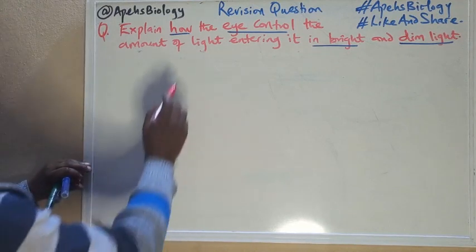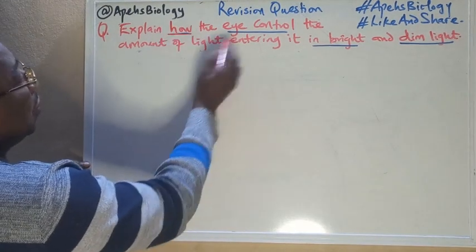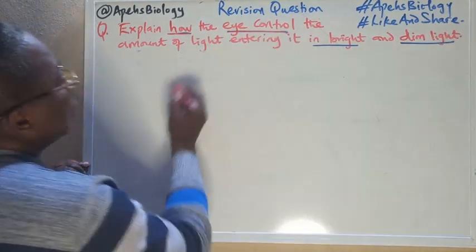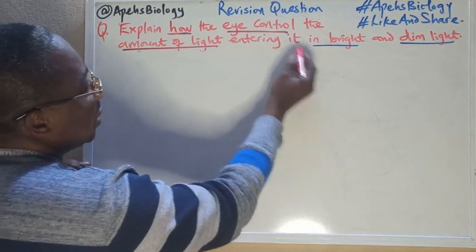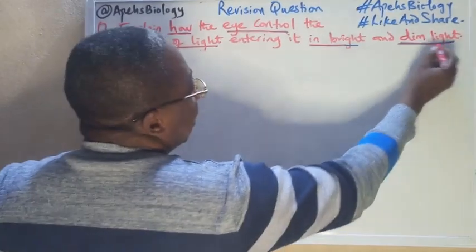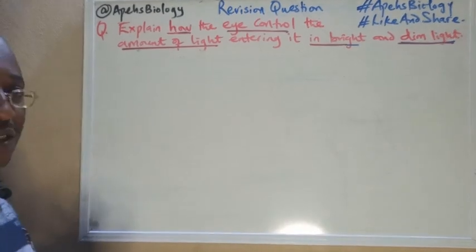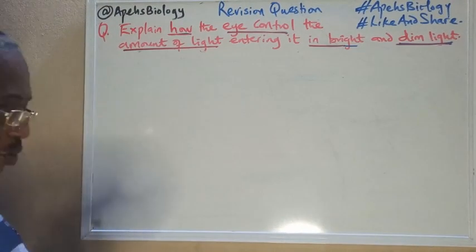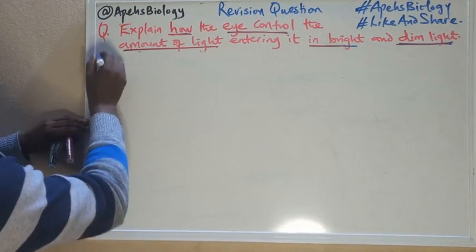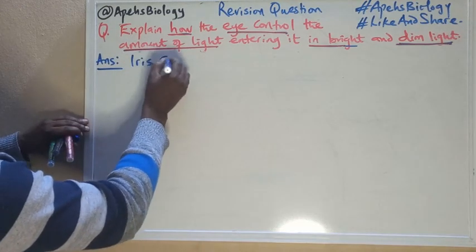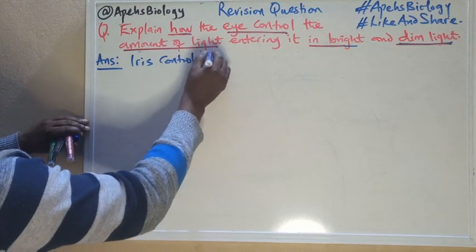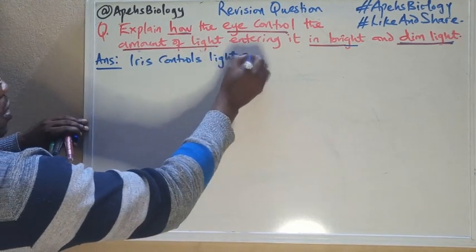And the question is, explain how the eye controls the amount of light entering it in bright light and in dim light. That's our question. And to answer this question, we want to go straight and simply say that the answer is that we say iris controls light entering eye.